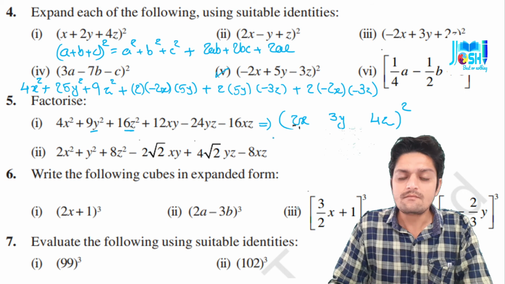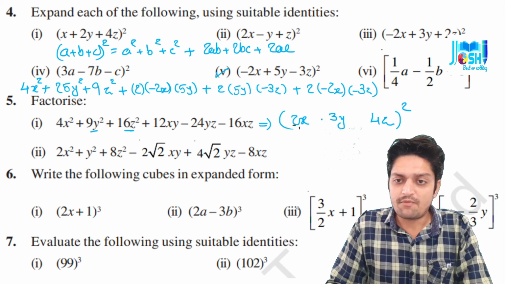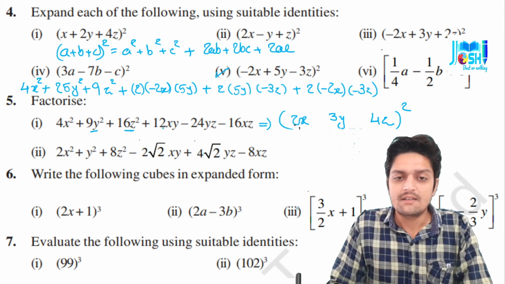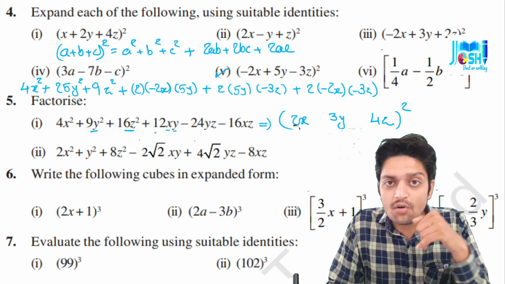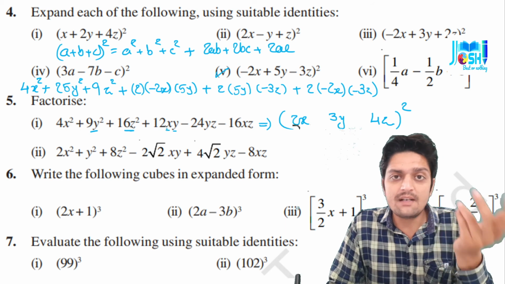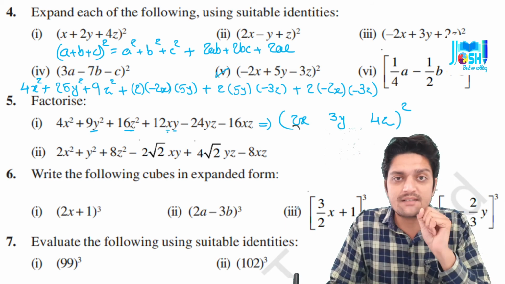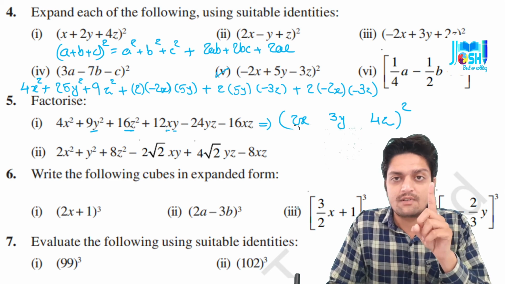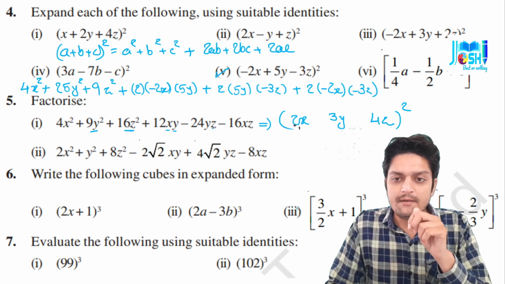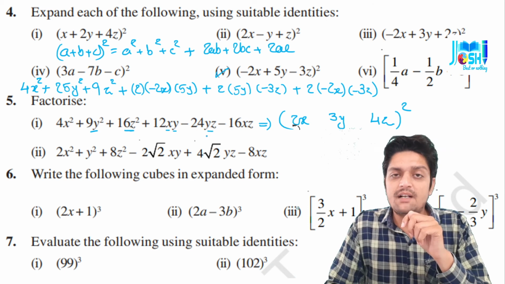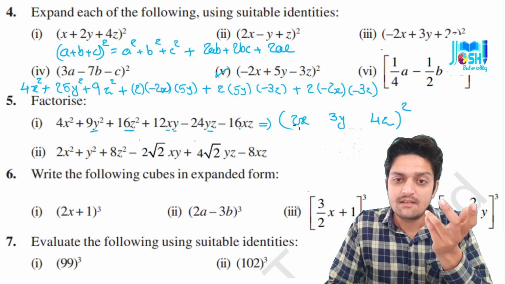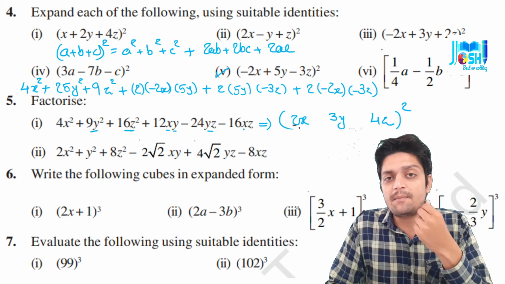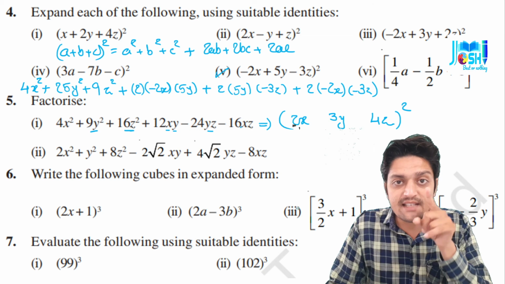Okay, so 2x. Now for the sign you have to consider, see here, the first term, x and y. When both variables, x and y, are multiplied, that is plus. It means that x and y both are plus. But when y and z are multiplied, that is minus, and where x and z are multiplied, that is also minus. It means that z is negative.